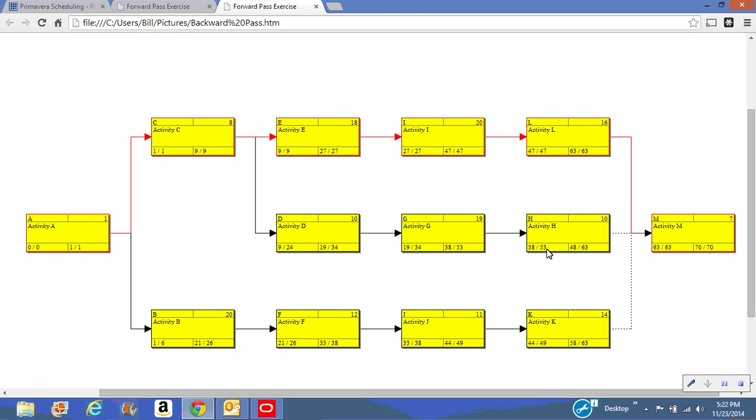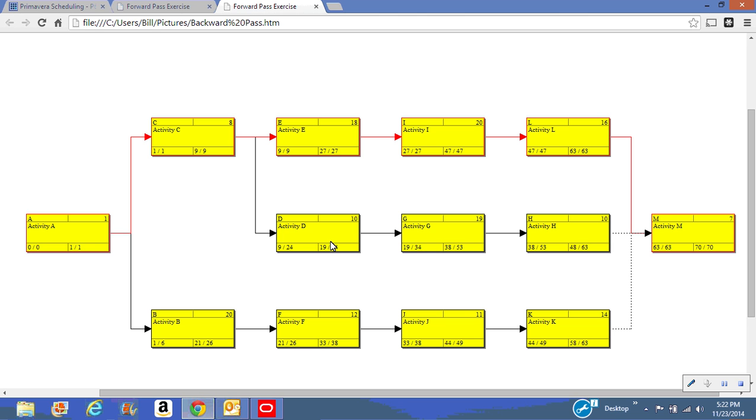That's another way of thinking about this: early start to the left, late start to the right, early finish 48, late finish 63. So we can see that the late start is day 53, which is 15 days later than the early start date that we obtained on the forward pass. And likewise, we move over to activity G. We know that the late finish is day 53. I subtract 19 days. That gives me a late start of day 34.